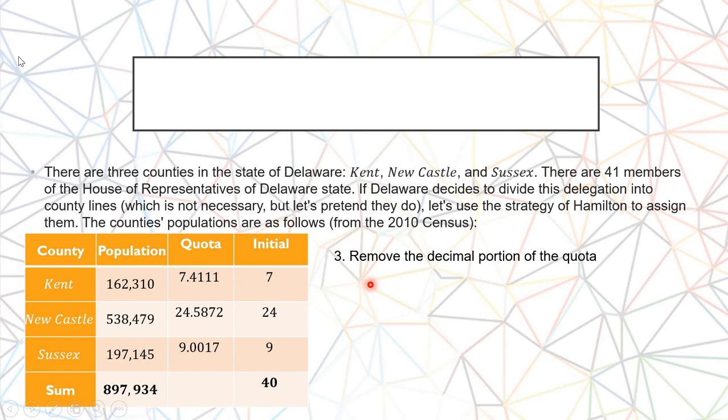Our third step would be to remove the decimal portion of the quota. If we put it in tabular form, we can see our decimal, so this is now our next column. We just drop everything, all the decimal places: 7, 24, and 9. If we add everything, that gives us 40. 7 plus 24 plus 9 is 40. But there are 41 members in the House of Representatives.